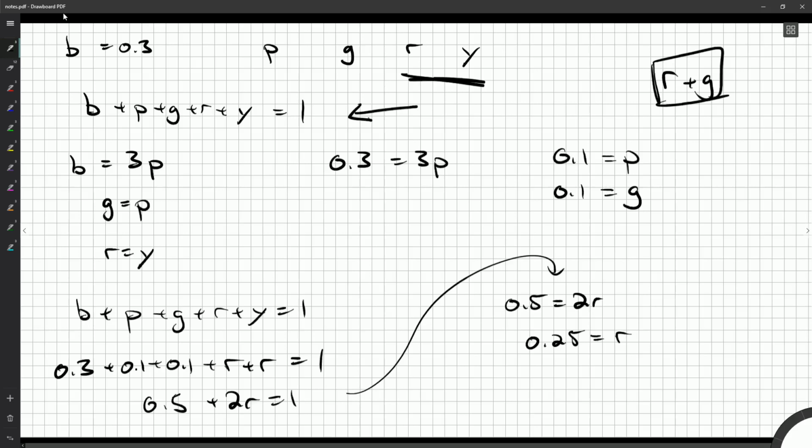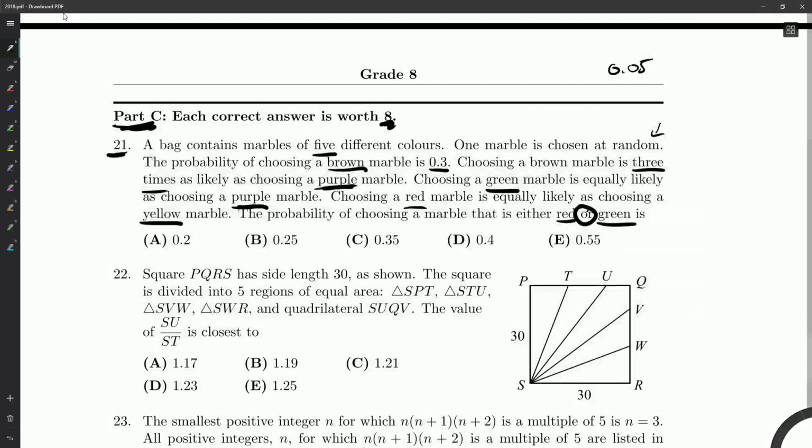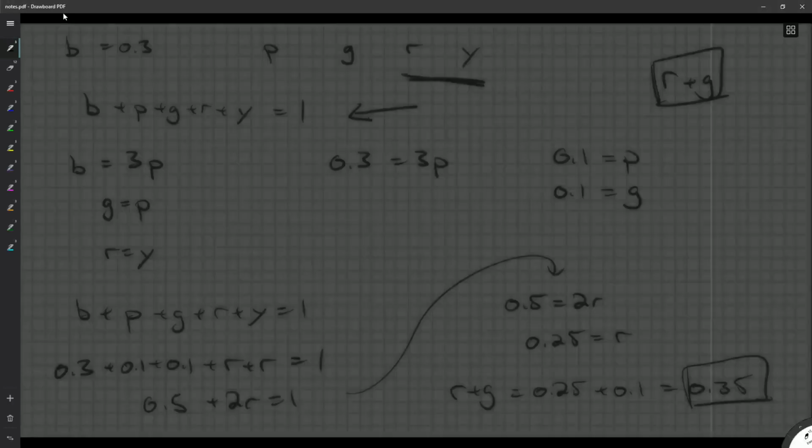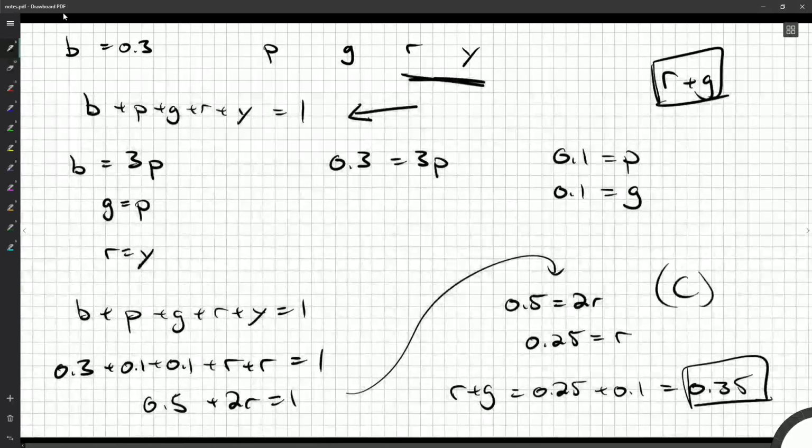So 1/4 of the time, we get a red marble. And what do we want? We want red plus green, so that's 0.25 plus 0.1, 0.35, or 35% of the time you will get either a red or a green. And it's right there in the middle. It's answer C. And that's a great way to start off Part C of the contest. I will see you guys in the next video for question number 22. Until then, take care.